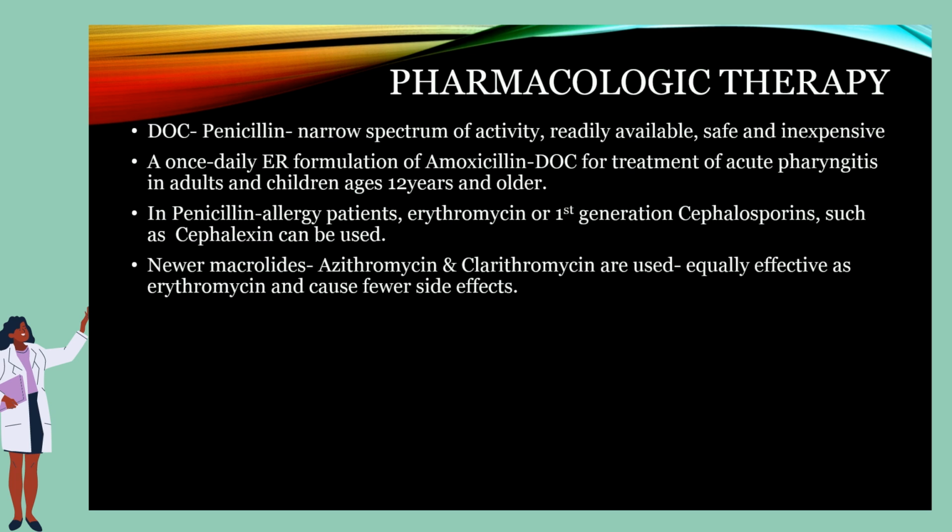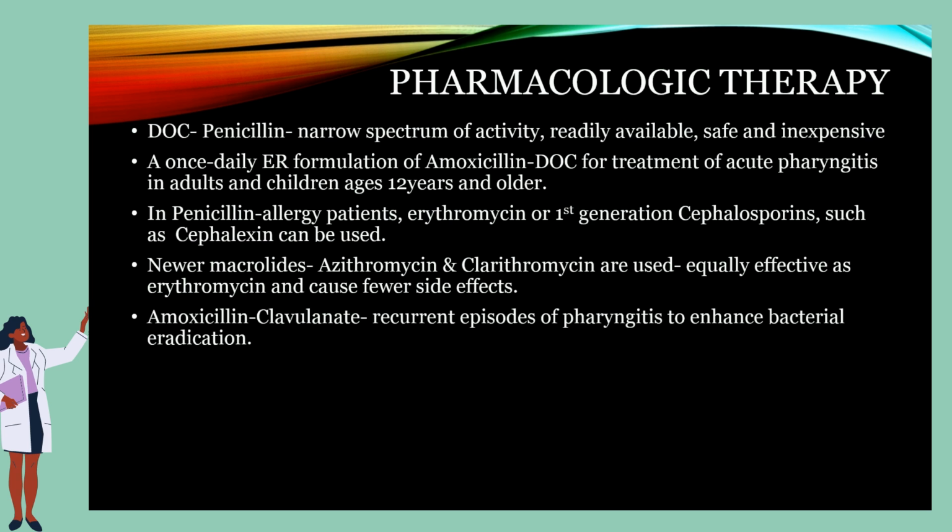Nowadays newer macrolides have come besides erythromycin. The newer macrolides include azithromycin and clarithromycin, which is 500 mg BD, and sometimes OD can be used, that is once a day 500 mg azithromycin or clarithromycin, which is equally effective as erythromycin and may cause fewer side effects. Next, in case of recurrent episodes of pharyngitis, we can use amoxicillin clavulanate. Amoxiclav is used for recurrent episodes of pharyngitis to enhance bacterial eradication.